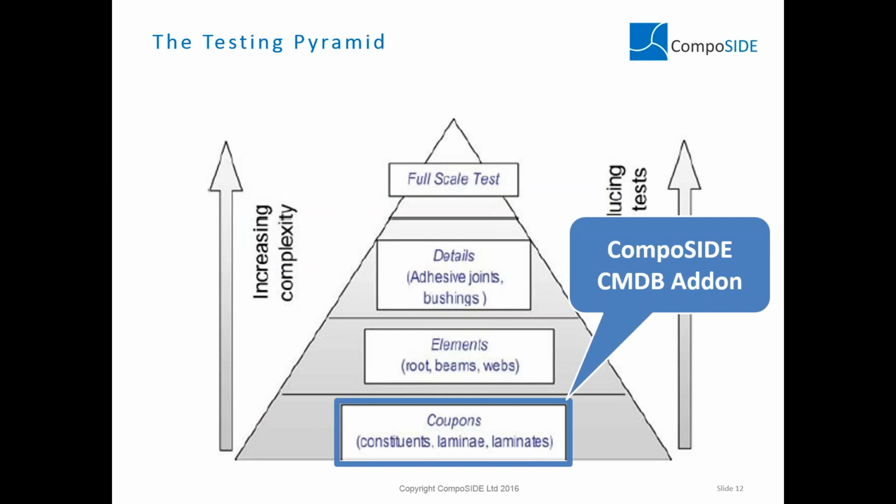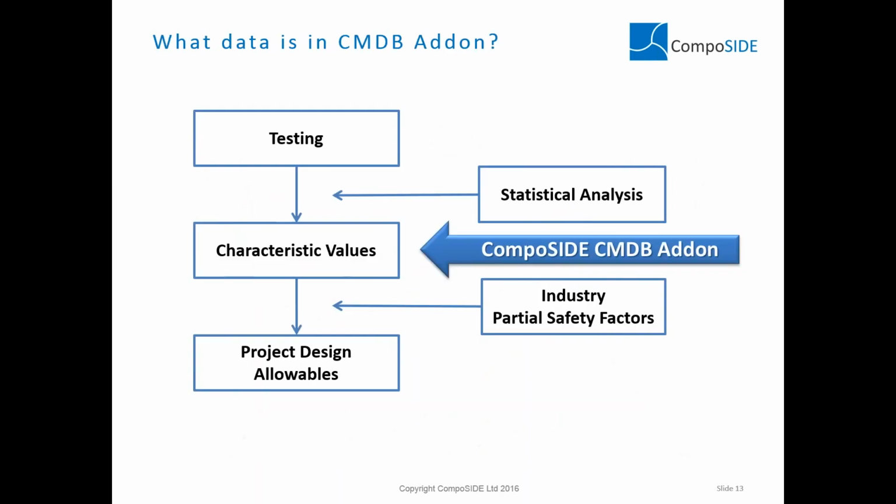Here you can see the testing pyramid, and the CMDB Add-on is really a package to address the mechanical properties of laminates at coupon level, which is a starting point. The data available within the CMDB Add-on is at the level of characteristic values, so it means data that is fit for design.